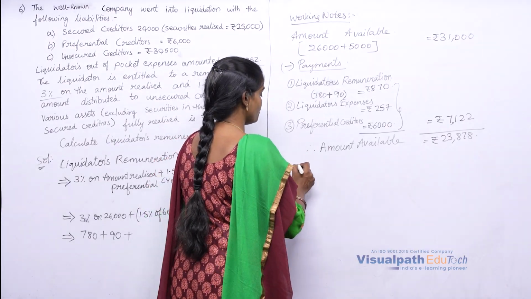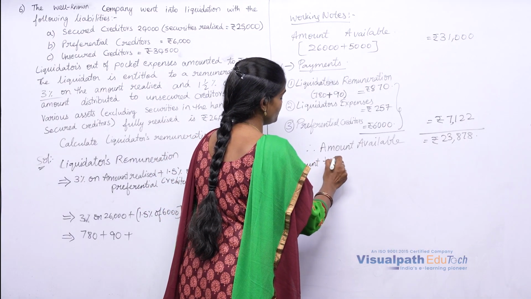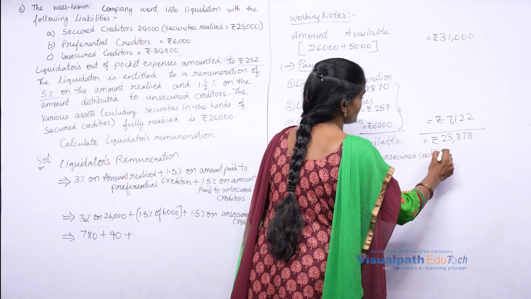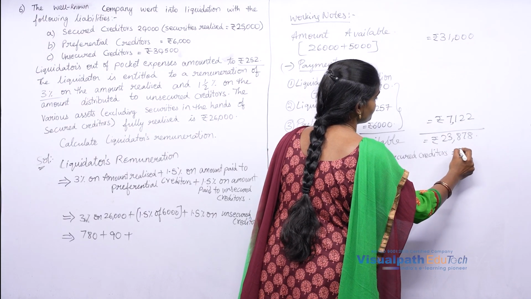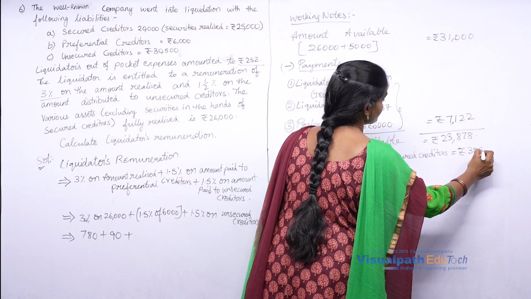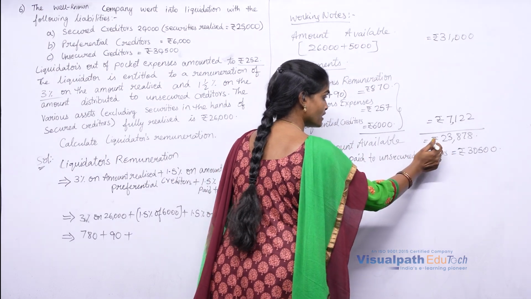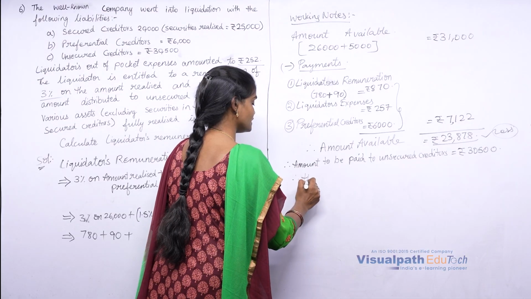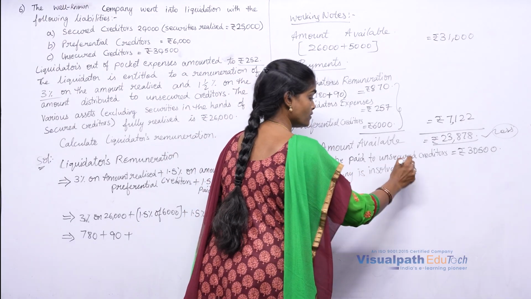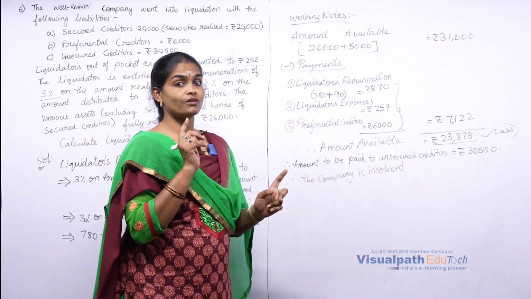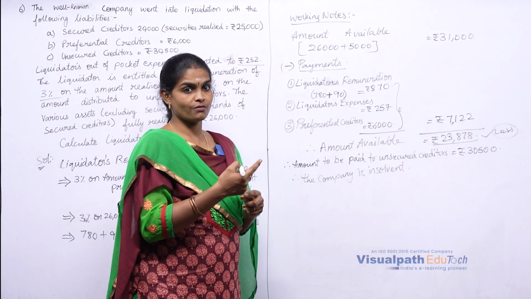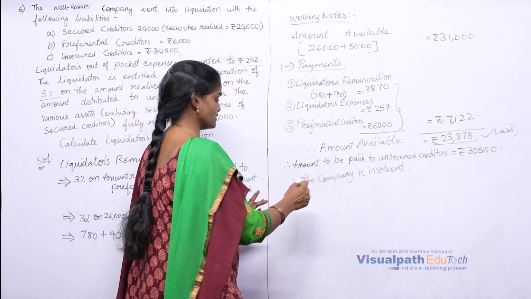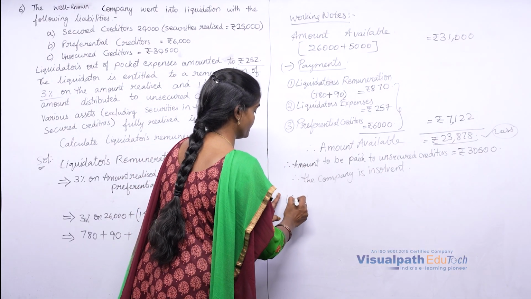Clear? Therefore, the amount to be paid or distributed to unsecured creditors is rupees 30,500. Since this amount is less, we say the company is insolvent. If the company is insolvent, how do we calculate liquidator's remuneration? We have a different formula when the company is insolvent. So when the company is insolvent, we have to take this formula.